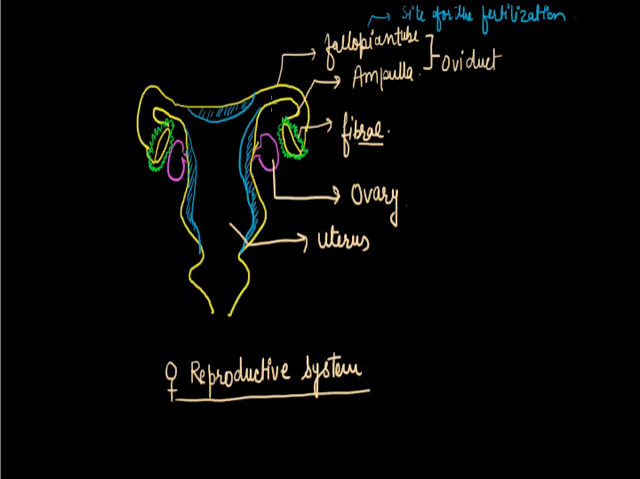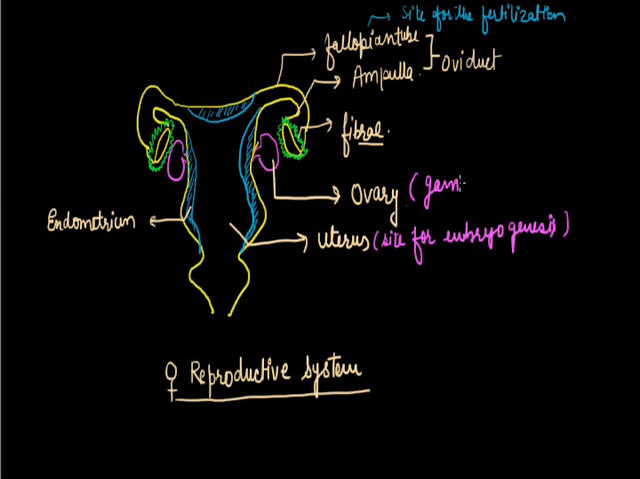Now, after fertilization, cleavage also starts in the fallopian tube, and the cleaved structure in the form of blastula is attached with the uterus wall. This thick uterus wall is known as endometrium. And this uterus or womb acts as the site for embryogenesis, where the ovary is the site of gametogenesis or ovum production.